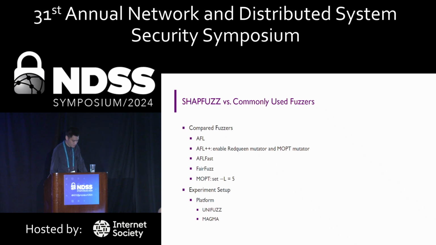In this section, we compare ShapFuzz with some commonly used fuzzers to further demonstrate its performance. We select AFL, AFL++, AFL fast, FairFuzz and MOpt as the compared fuzzers. In AFL++, we enable the red king mutator and the MOpt mutator, and we conduct experiments on 2 platforms, UniFuzz and MAGMA.